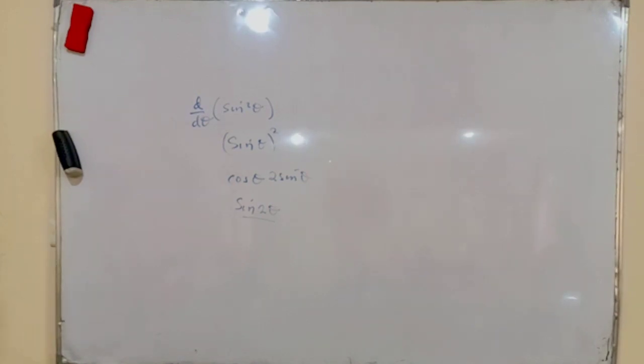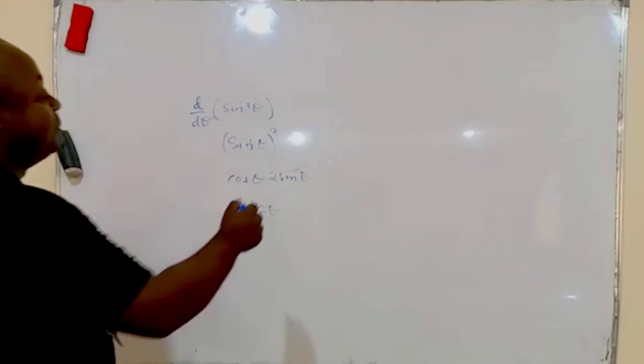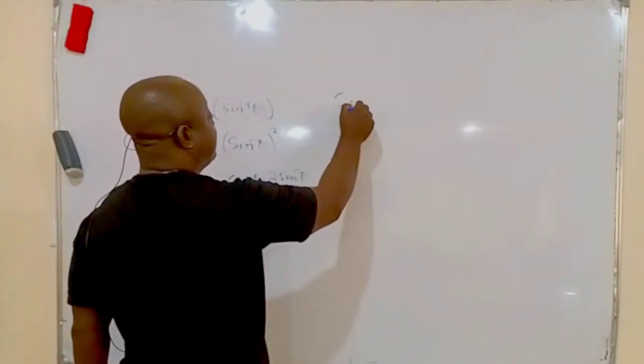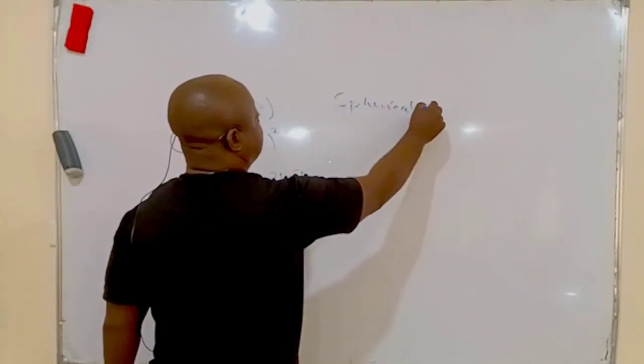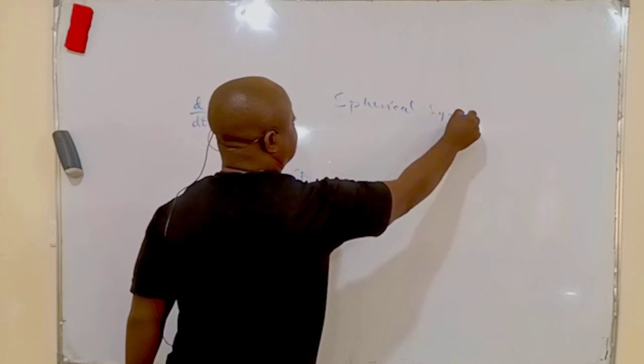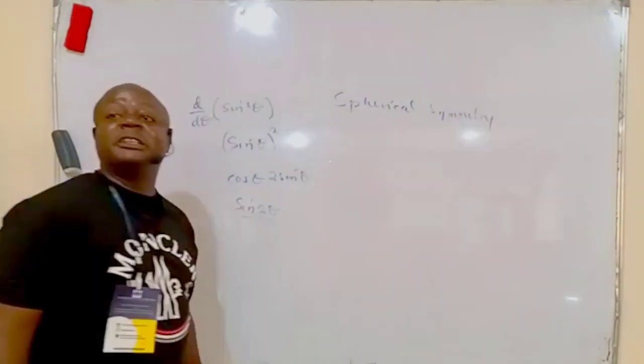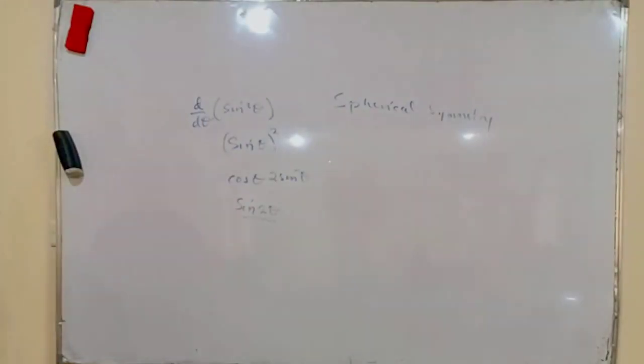Okay, and remember, there should be metrics where there is spherical symmetry. Don't just pick any metric. Okay? There should be metrics where there is spherical symmetry. Not just any metric, but metrics where there is spherical symmetry. Okay?